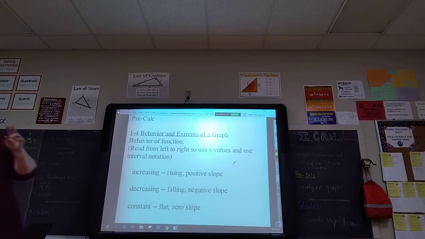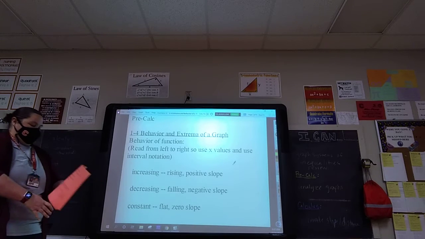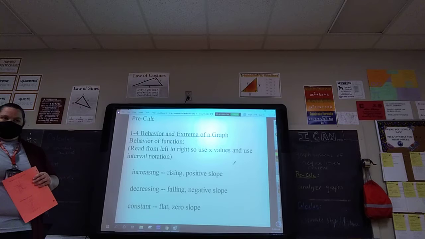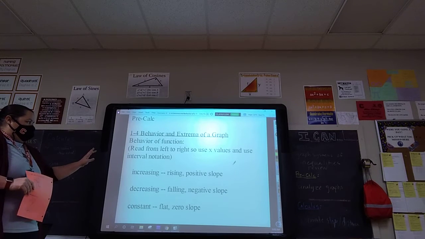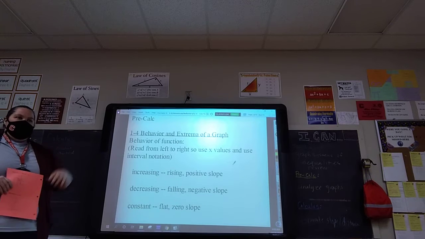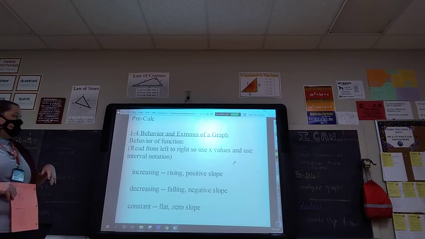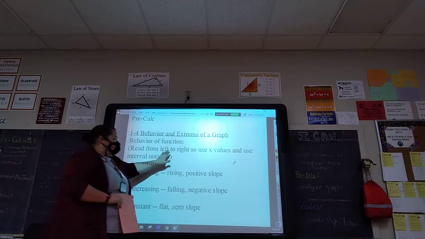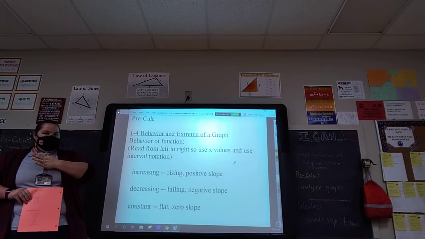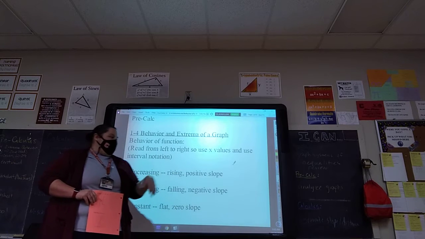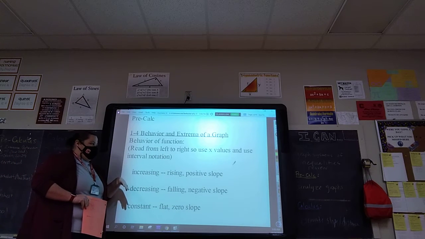The two things we're adding today on the packet are something called end behavior. We talked about end behavior, and that's specifically what's happening at the ends of each graph. The behavior of the function is what's happening in the middle. So there's three options, and we always read a graph for behavior from left to right, just like you read a book. So we're starting from the very left and working our way right. And so there are three options that it could be doing.